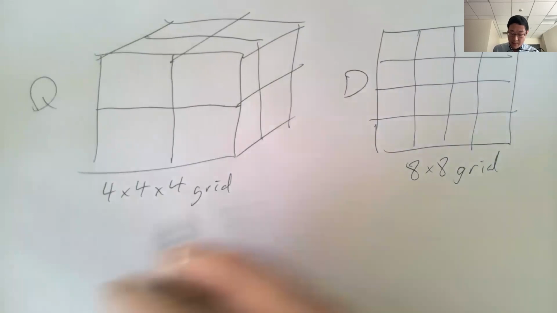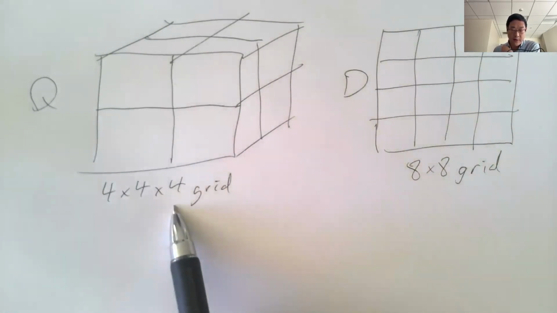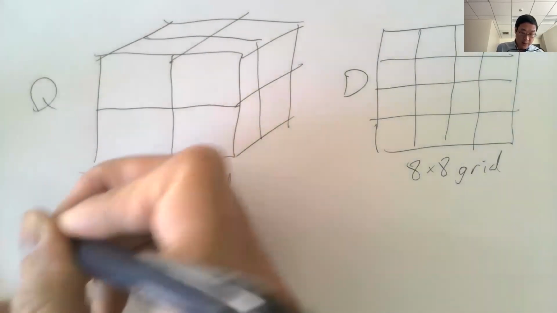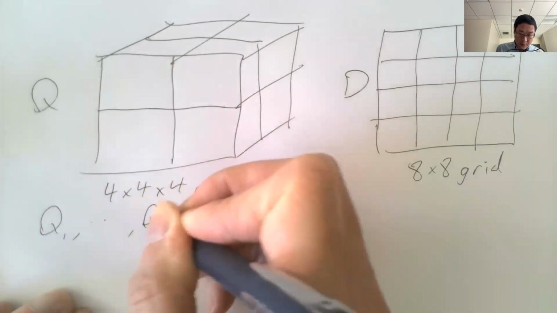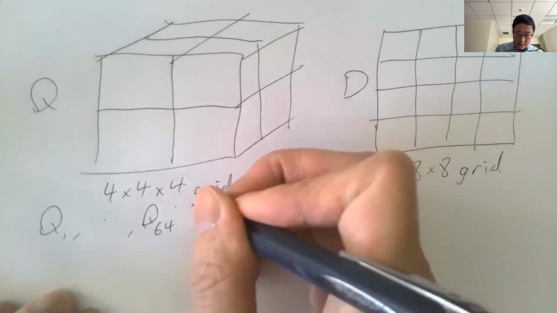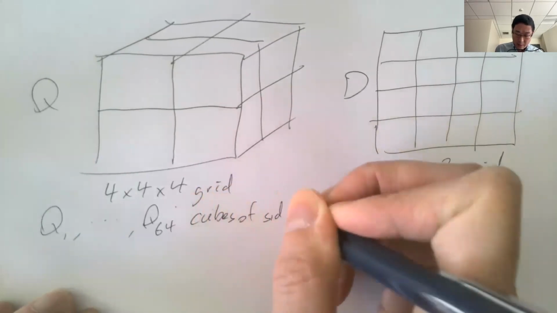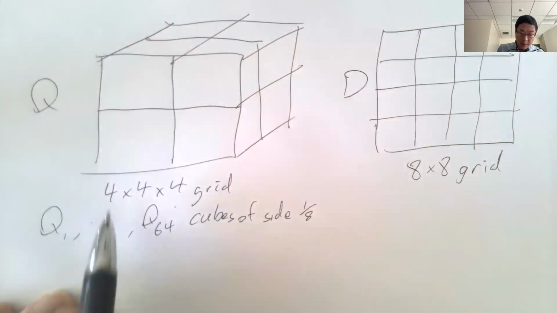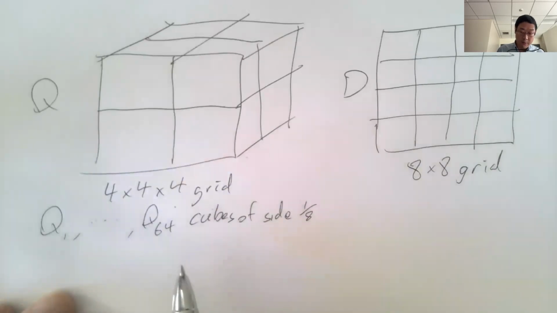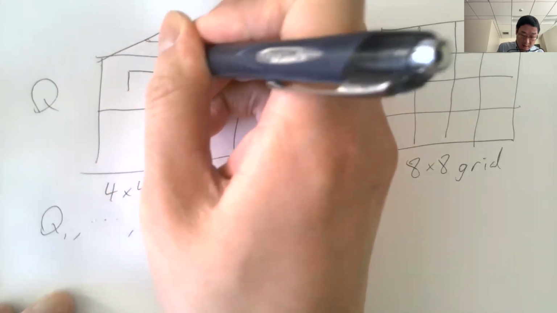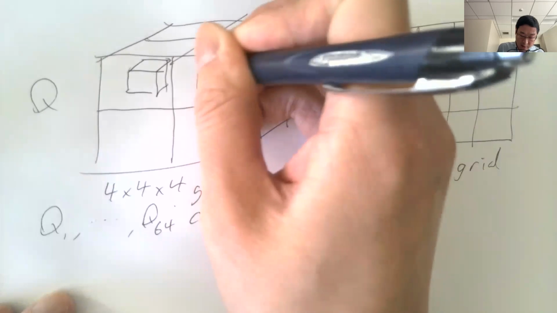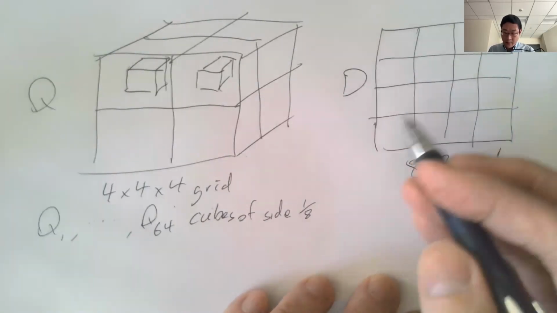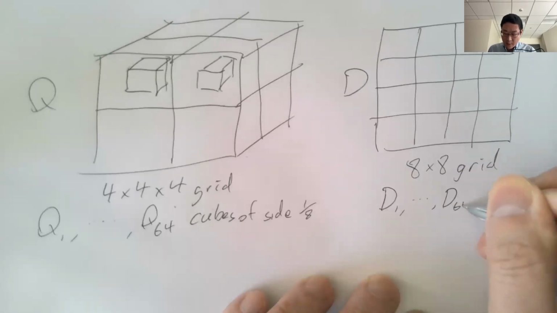And the key property of these numbers is that if you have a 4x4x4 grid of cubes, it has 64 cubes. If you have an 8x8 grid of squares, it has 64 squares. And so what we can do is define subcubes Q1 up to Q64. These are going to be cubes of side 1/8 centered in each of the 64 cubes of the grid. Because this is a 4x4x4 grid, the cubes in the grid have side length 1/4, and so if I stick a 1/8x1/8x1/8 cube in the middle, it just fits with a little bit of room around it. And so I have 64 of these cubes of side length 1/8. And likewise, I have 64 squares in this grid, let's call them D1 up to D64, also side 1/8.